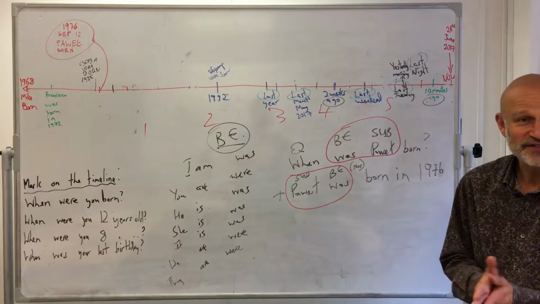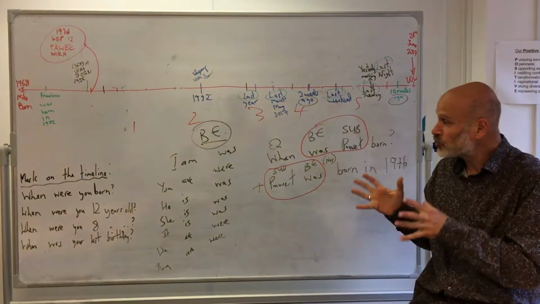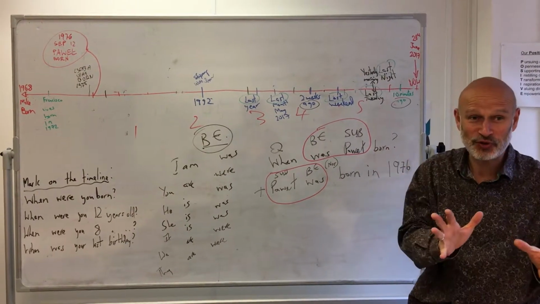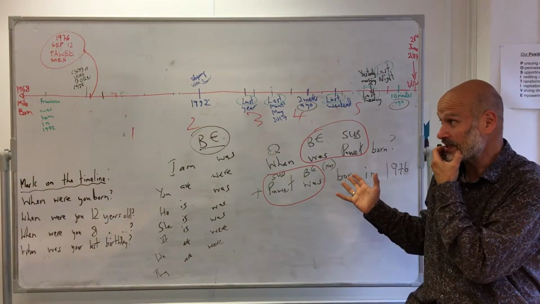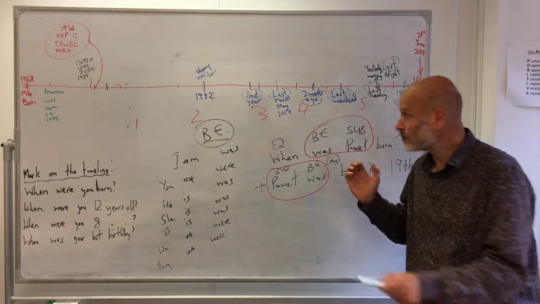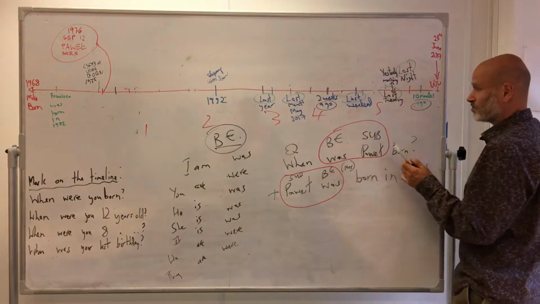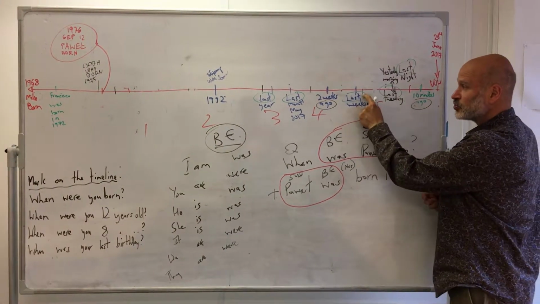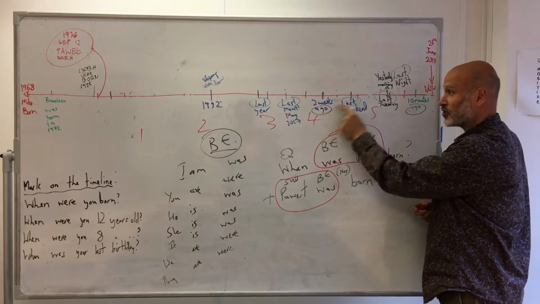So this is our last lesson before our exam, and two important things have come up today. I'm sorry about the board, I know it's messy, but there are a couple of really important things here. Well, this is the first important thing that I found: these two words, the word last and the word ago.